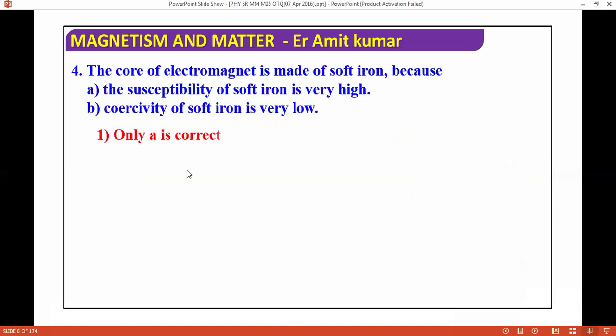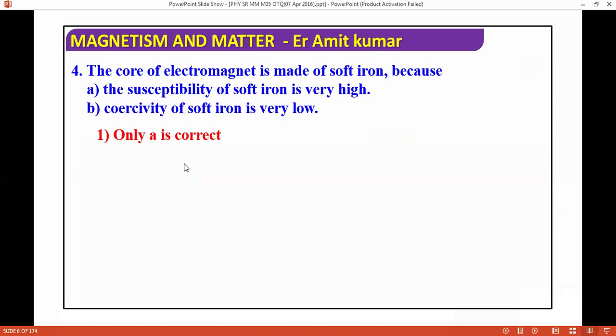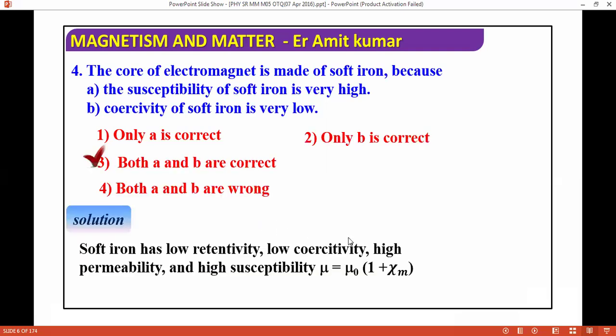Next question: the core of an electromagnet is made of soft iron because the susceptibility of soft iron is very high, and the porosity of soft iron is very low. These are the options we have. I'm giving you the options, so you can go with them. What will be the correct answer? The correct answer will be the third: both A and B are correct.